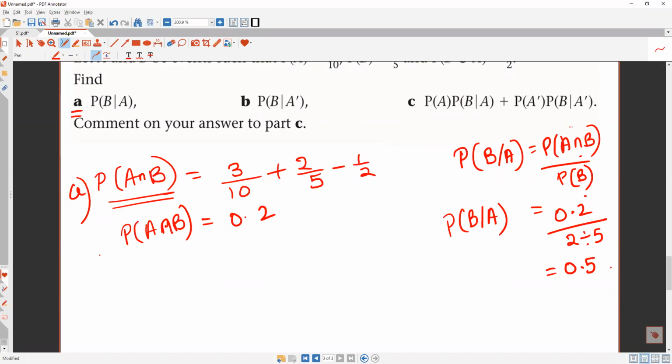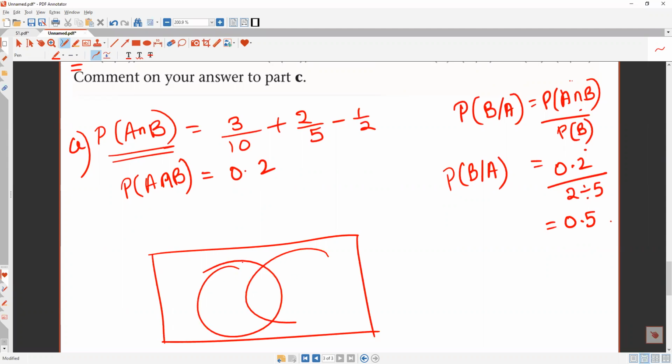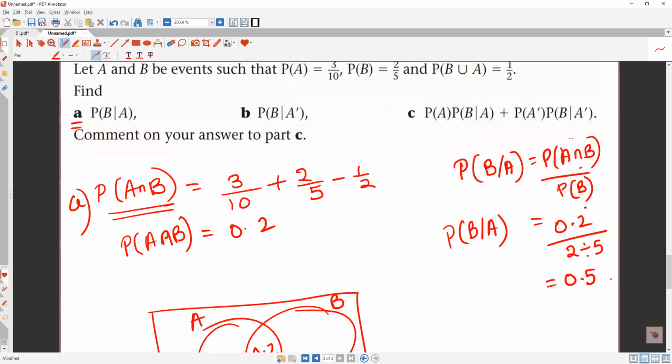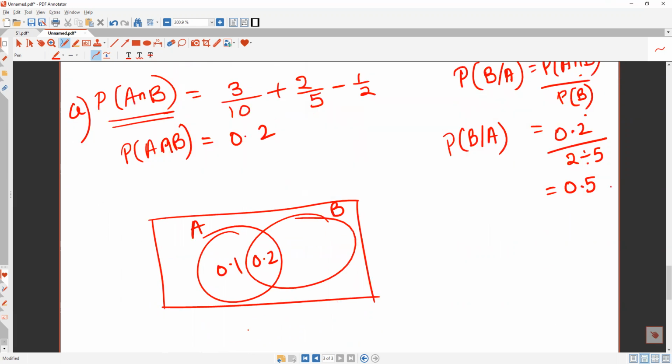Now B part. But before doing B part, I can draw a Venn diagram. And how is the Venn diagram helping me? I'll let you guys know. This is your A part, this is your B part, A and B. What was A intersection B? 0.2. What is A, by the way? A is 3 by 10, 0.3. So A only হবে 0.1. B হচ্ছে 2 by 5. How much is 2 by 5? 2 by 5 is 0.4. This is going to be 0.2. 0.2 plus 0.2 plus 0.1 is 0.5. Outside হবে 0.5 because the total probability is always 1.